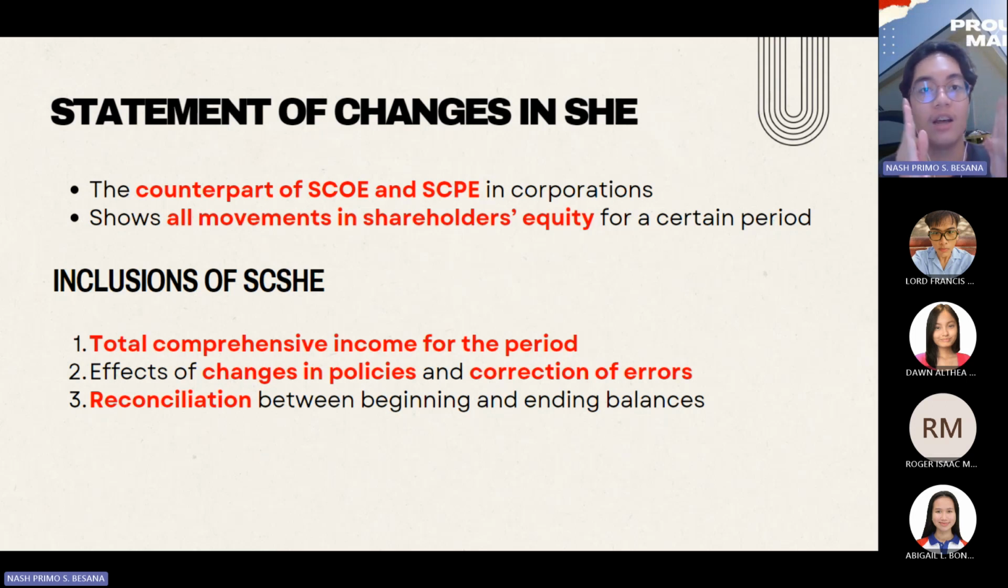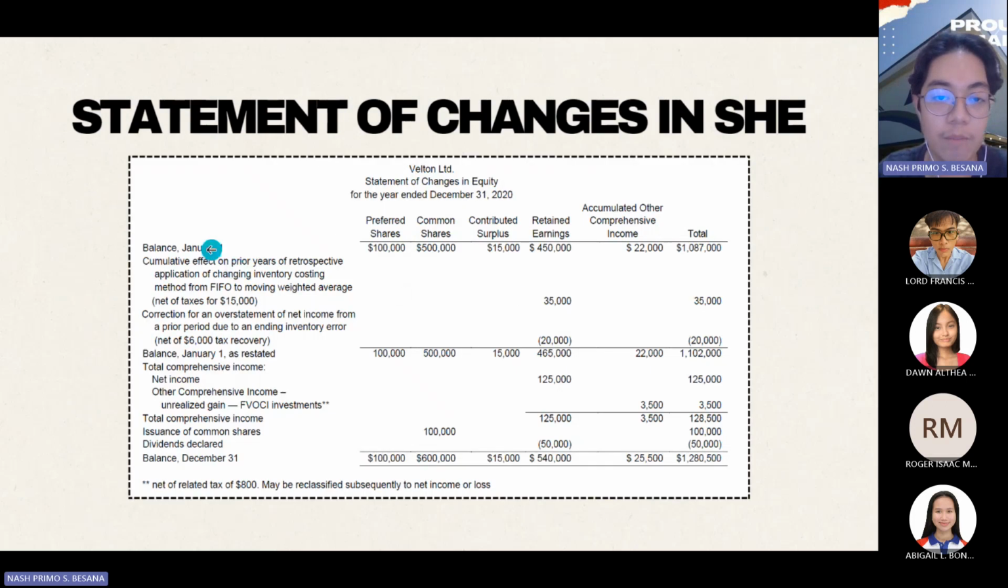So imagine, one column lang yun for ordinary, and then another for preference, for share premium, for treasury, for retained earnings. So marami talaga siyang gagawin dito. And one example that I grabbed from the internet is this one. So this is a statement of changes in equity example from Welton Limited.